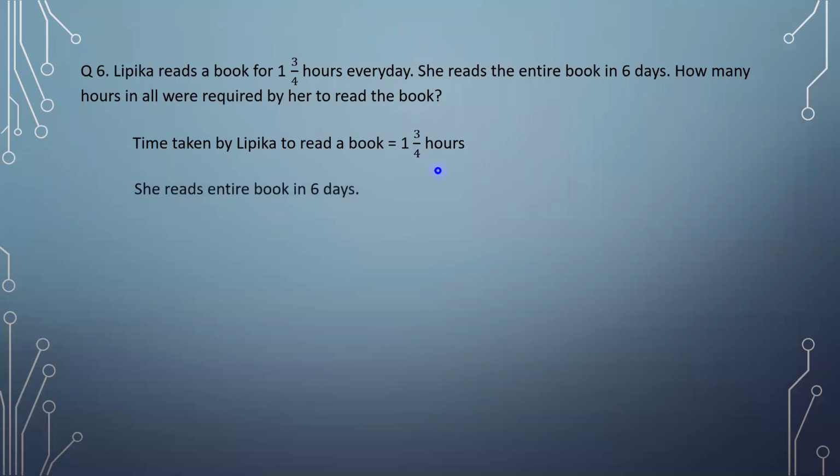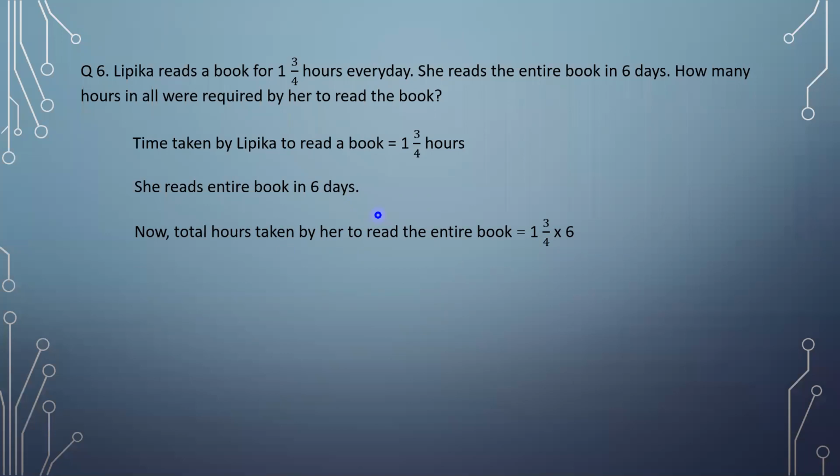Now, she reads that entire book in 6 days. That means the total number of days is 6. So if we calculate the total hours taken by her to read that entire book, then we have to multiply the number of days by the value for one day. For one day she is reading the book for 3/4 hours, and we have to take the product of that time into the number of days.